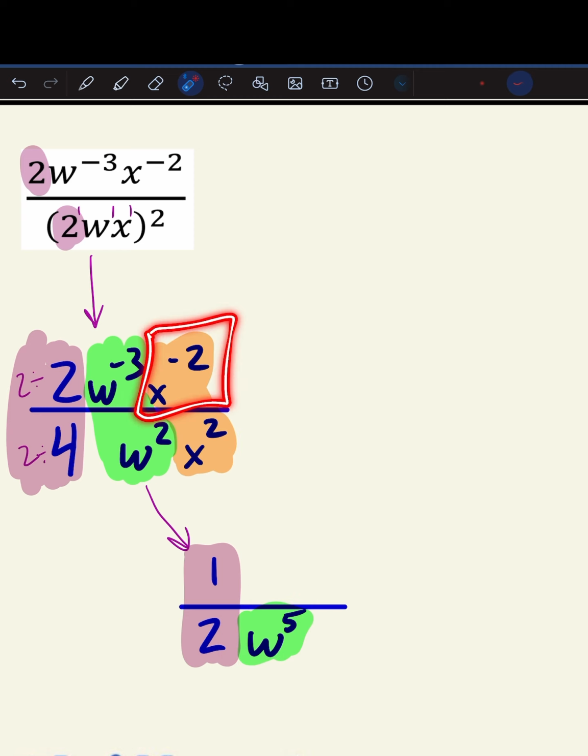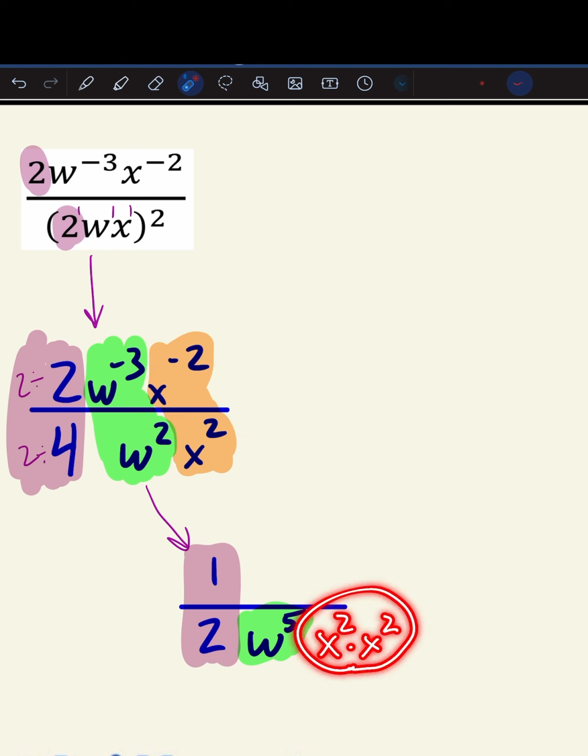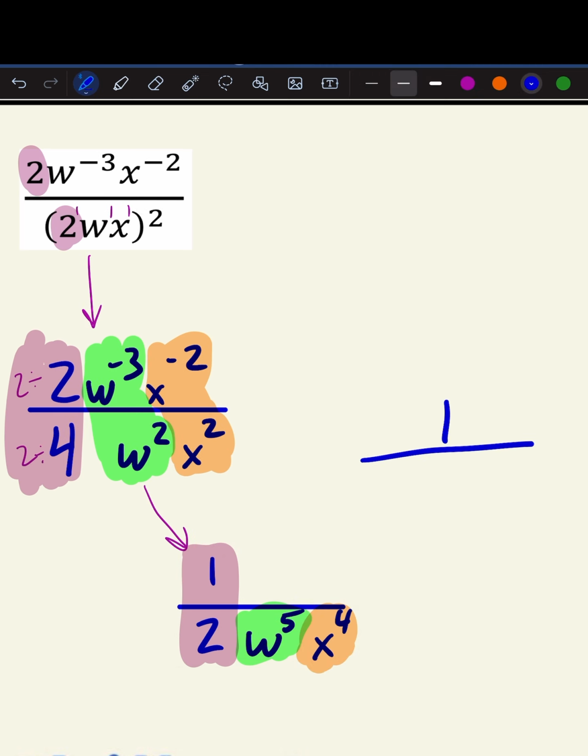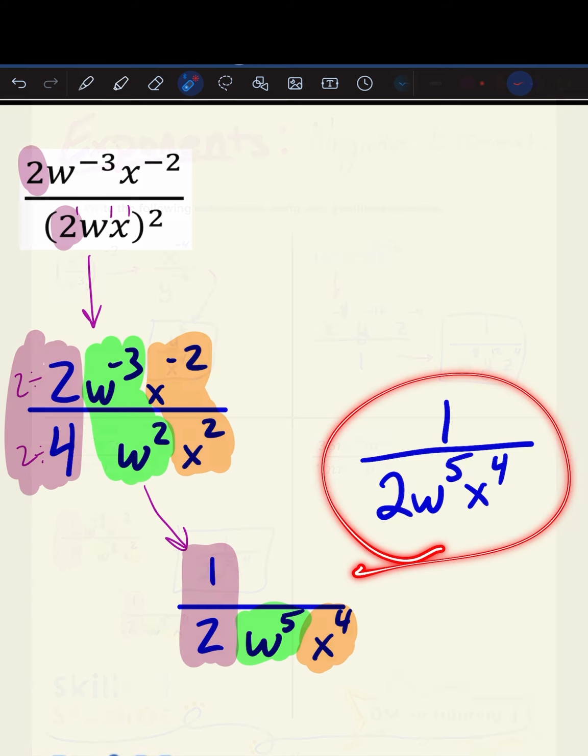Now if we use that same idea with our x's, our x to the -2 would want to move to the bottom, and when we move it to the bottom it switches to positive, which would mean we'd have 2 x squareds on the bottom, which we would combine by adding the exponents, leaving us with x to the 4 on bottom. And then this would be our final answer. We can clean it up a little bit just to make it look nicer.